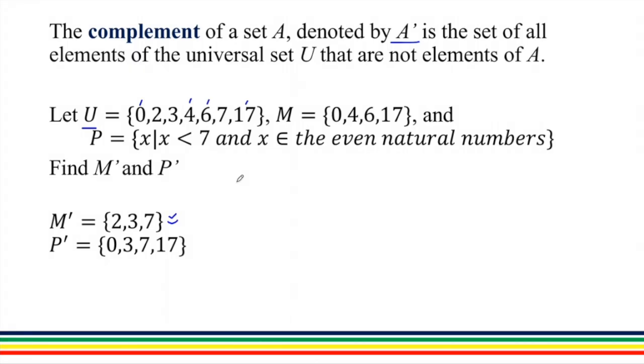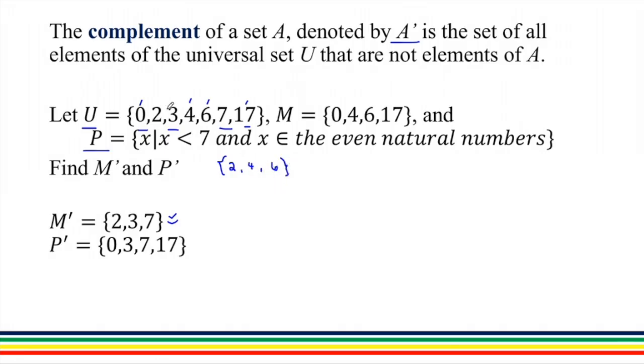Now for P, we have {0, 3, 7, 17}, because we have here that x is an element of even natural numbers and is less than 7. So what are those numbers? We have 2, 4, and 6. Those are the members of the set P. Even natural numbers, which means positive, and less than 7. So those are 2, 4, and 6.